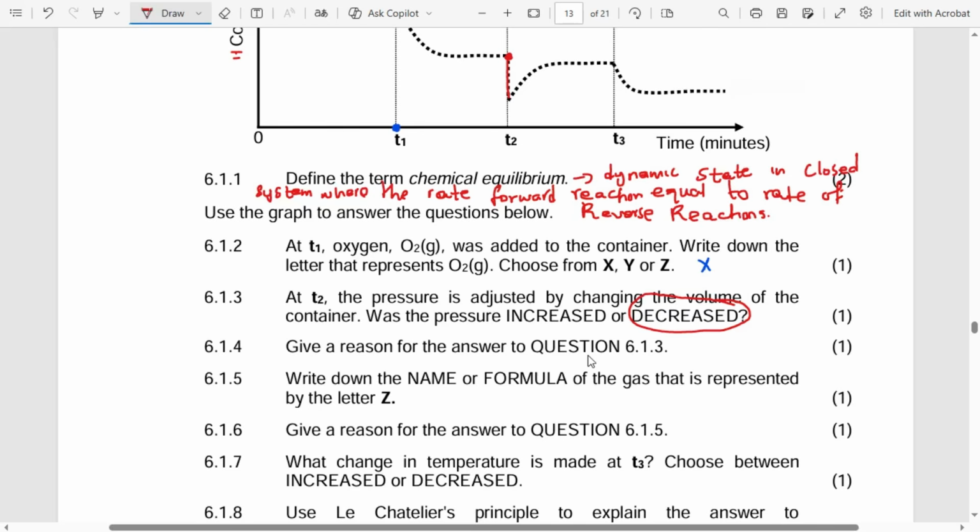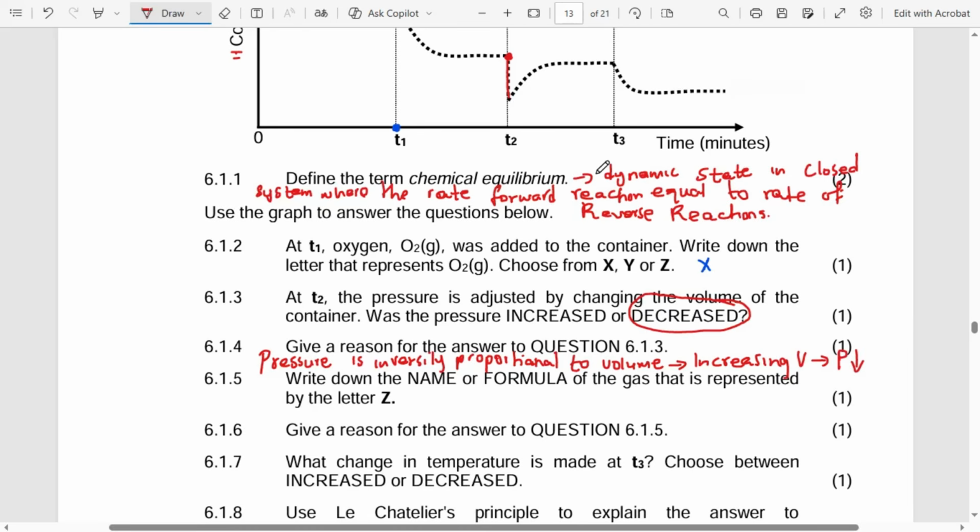So when they want a reason, you'll say the pressure is inversely proportional to volume. I'm just going to give you the easiest one. The pressure is inversely proportional to volume, meaning that increasing volume, V for volume, will cause P, the pressure, to decrease.